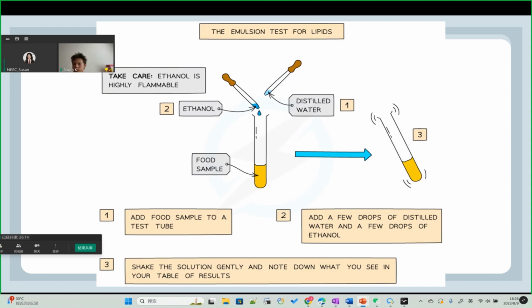And for this experiment, there will be a safety hazard. That is, ethanol is highly flammable. So you must make sure that ethanol is kept really far away from naked flames, or you will cause, for example, an explosion or a huge fire or something else. Is it clear? Yeah.